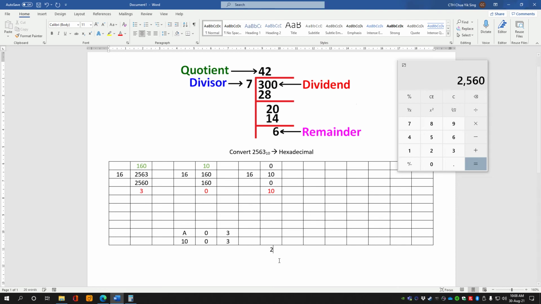So 2563 base 10 is equal to A 0 3 base 16. Don't forget to put down the subscript of 10 for decimal, subscript of 16 as hexadecimal. That's all.